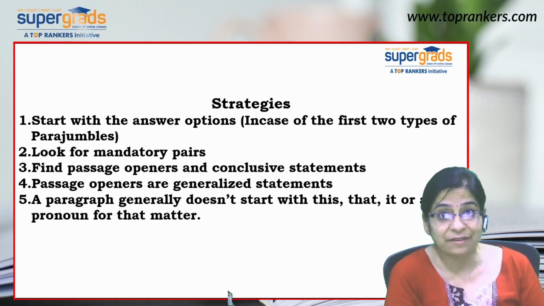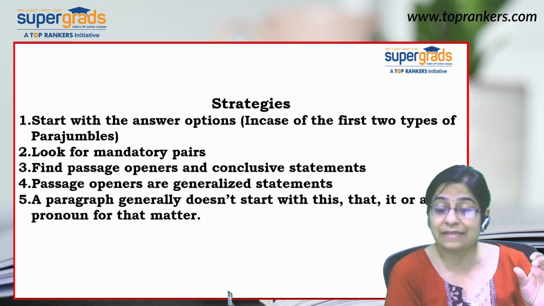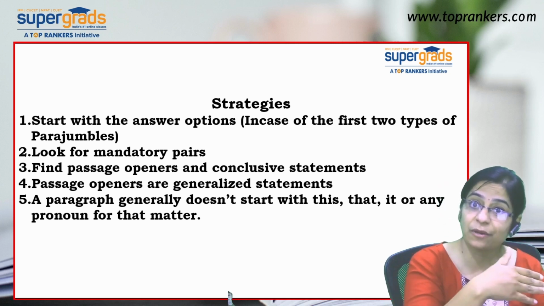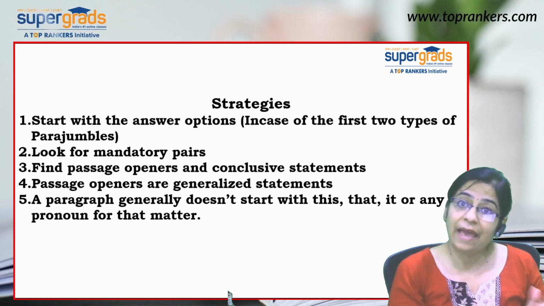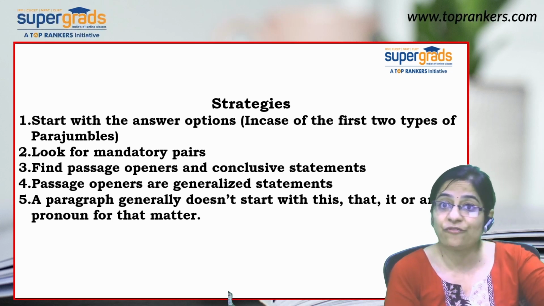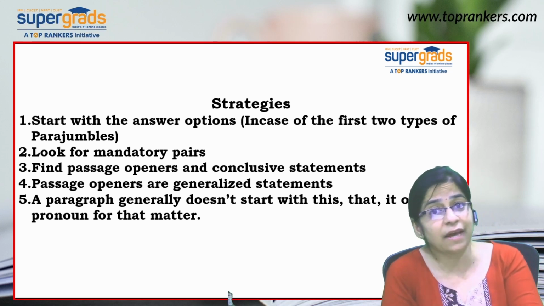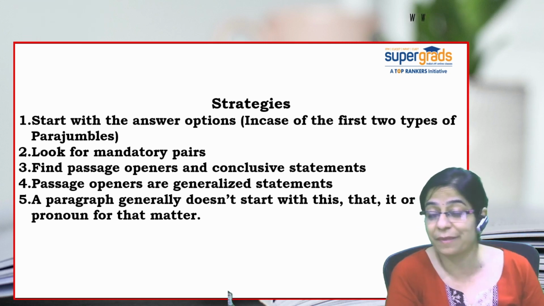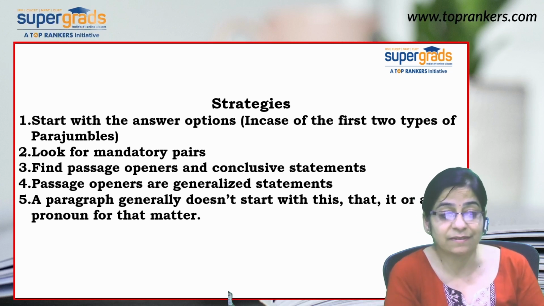Then look for mandatory pairs. Now, mandatory pair means two sentences that should be put together. They follow, maybe one sentence elaborates the meaning of the previous one, or there is something that connects both the sentences and they should be put together. So let's say you find a mandatory pair in the parajumble, go to the answer choices, see which one matches best, say which one has the mandatory pair according to you, and eliminate the rest, see if this one is the answer.